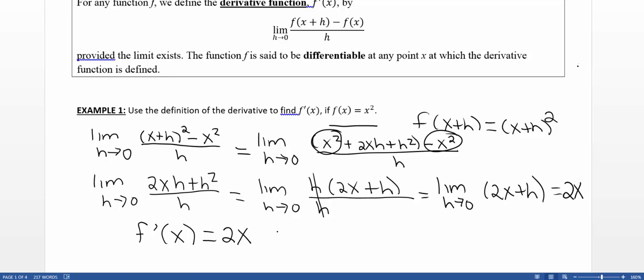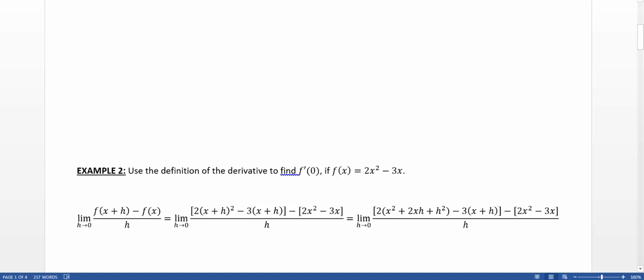So let's take a look at another example of finding the derivative using the definition of derivative. Example 2. Use the definition of derivative to find f prime of 0 if f of x equals 2x squared minus 3x. So before, when we were approximating the instantaneous rate of change at 0, we would look a little bit to the left of 0 and take the average rate of change, and a little bit to the right of 0 to get the average rate of change to try to see what it was approaching. But now we want to use the definition of derivative.